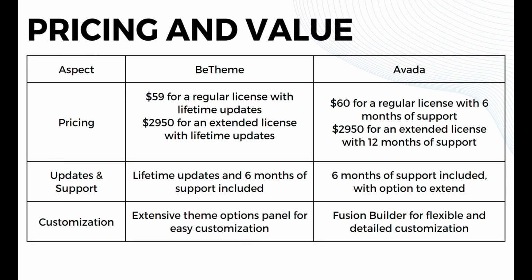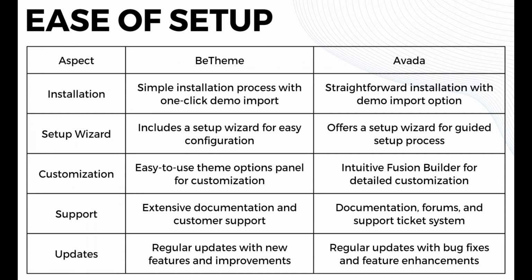in terms of pricing plan, Betheme offers $59 for a regular license with lifetime updates, and $2,950 for an extended license with lifetime updates, while Avada offers $60 for a regular license with 6 months of support and $2,950 for an extended license with 12 months of support. In terms of updates and support, Betheme offers lifetime updates and 6 months of support included, while Avada offers 6 months of support included with the option to extend. In terms of customization, Betheme offers an extensive theme options panel for easy customization, while Avada offers Fusion Builder for flexible and detailed customization.